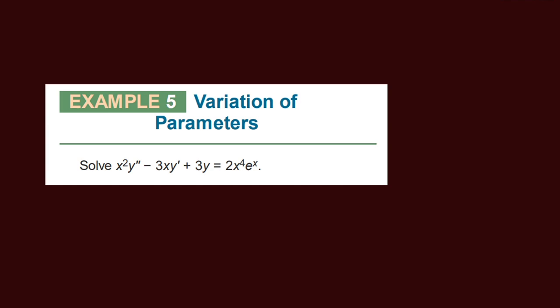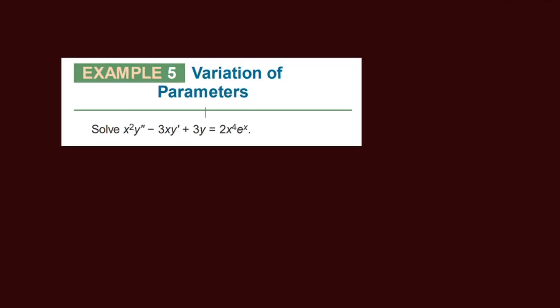Okay, so we're going to solve this problem. We have to use Cauchy-Euler's rule as well as variation of parameters, as this thing does not equal 0. So there's going to be yc and yp. Let's first find yc.